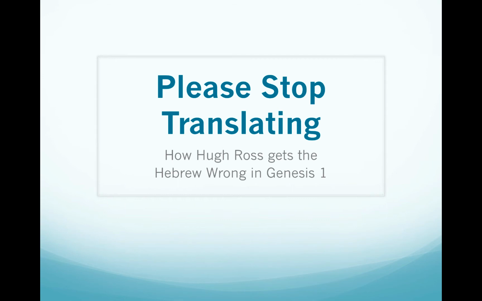So given that this weekend we're starting with our Sumerian class, and we will probably do in the future a Hebrew class, maybe even a Greek class online, I think this stuff needs to come out early. When not to translate, when not to assert things from your limited knowledge of an ancient text. So that's what I'm calling this: Please stop translating, how Hugh Ross gets the Hebrew wrong in Genesis 1.